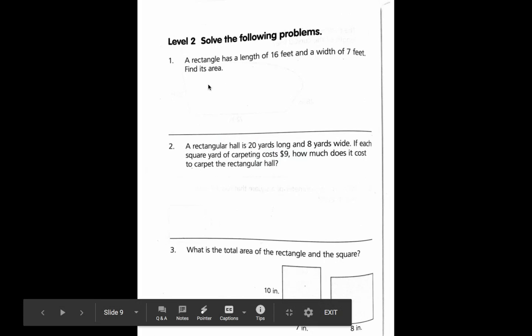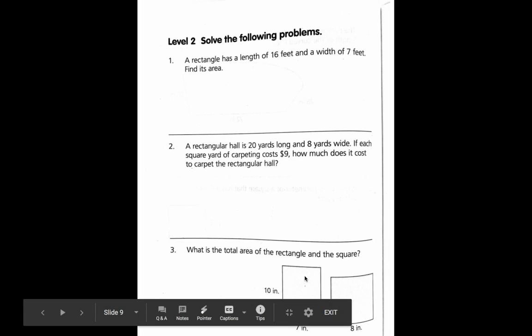Let's quickly look at them. A rectangle has a length of 16 feet and a width of 7 feet. So draw the rectangle, third graders. Label the parts you know and find the area, so length times width. A rectangular hall is 20 yards long, so draw it out, and 8 yards wide. If each square yard of carpeting costs $9, how much does it cost to carpet the rectangular hall? So you got to find the area and then think each square yard costs $9. So what is your second step?